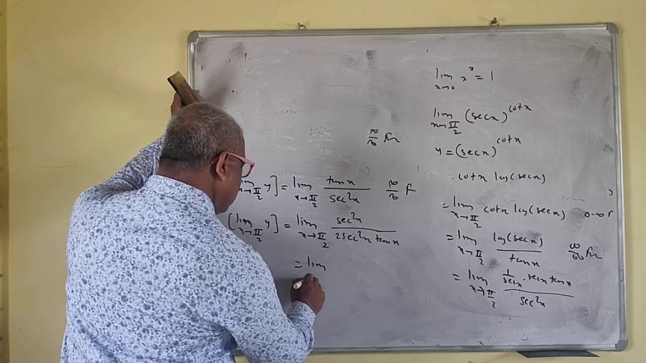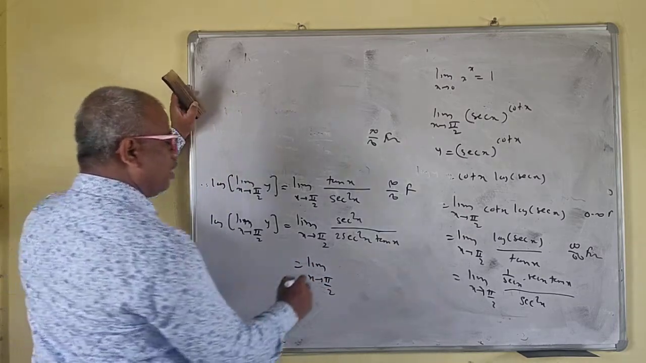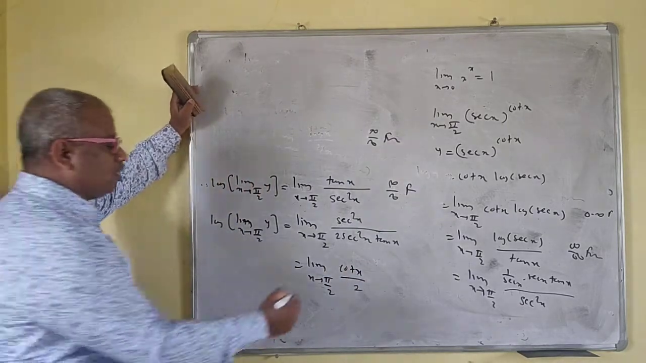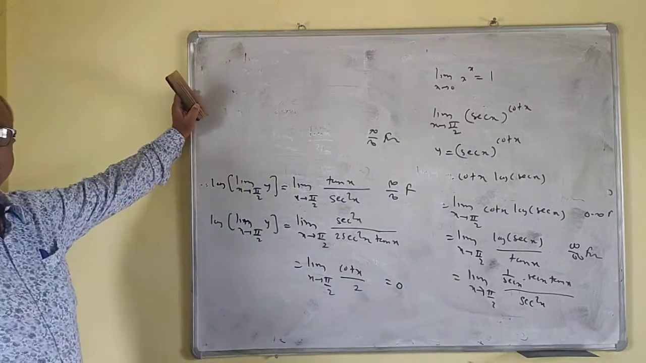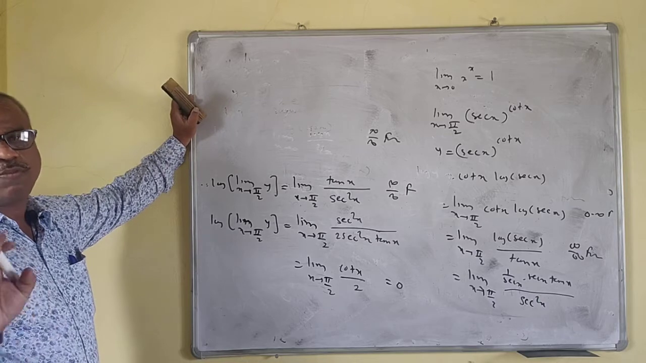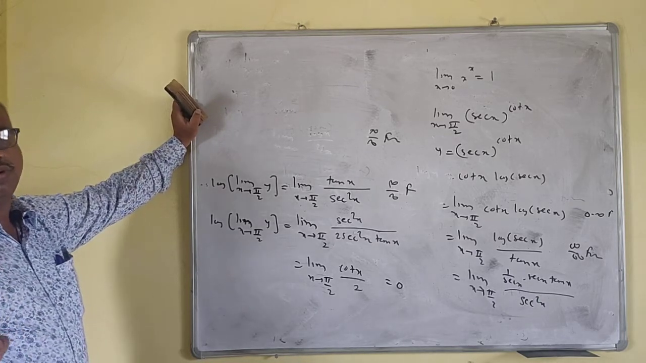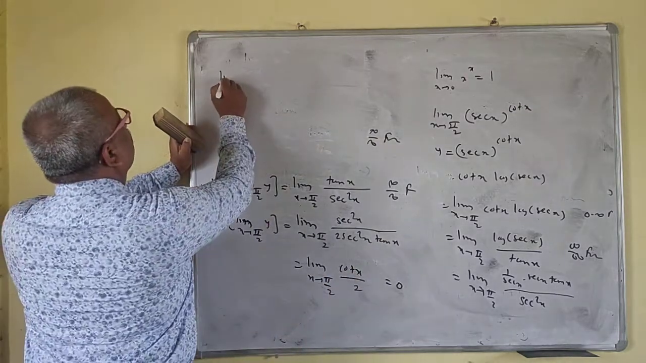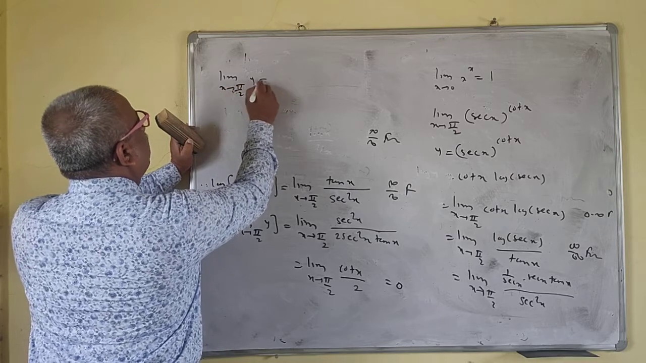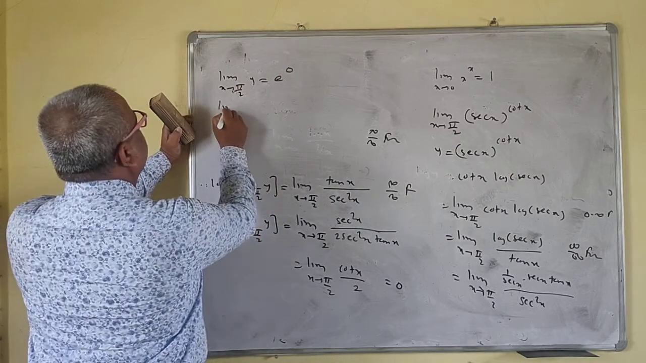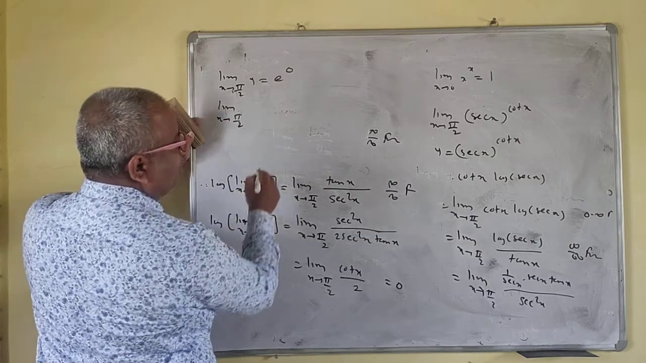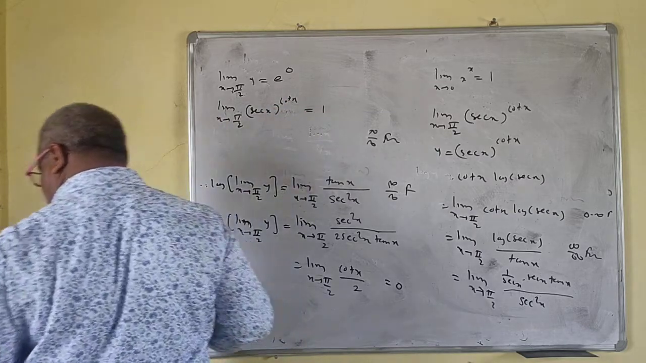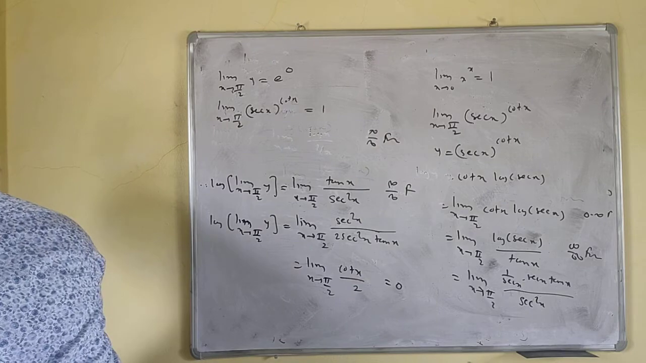This is what then? Limit x tends to pi by 2 cot x upon 2. Now it is cot pi by 2. So this is 0. Because cot pi by 2 means cos pi by 2 upon sin pi by 2. Cos pi by 2 is 0, 0 upon 1 is 0, so 0 upon 2 is 0. Okay, so therefore limit x tends to pi by 2, y is equal to e raised to 0. So limit x tends to pi by 2, sec x to the power cot x is equal to 1. So remember this as a formula also. You can remember this as a formula.